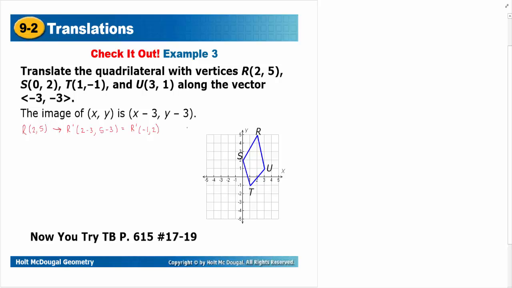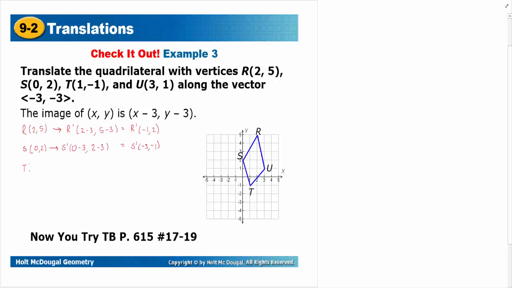And we'll label those points as we go along, but let's get all our points first. So we have R prime, so let's do S next. S was at 0, 2. So when we do S prime, we're going to go 0, minus 3, and 2, minus 3. Therefore, S prime is going to be negative 3, comma, negative 1. And just keep following this same process.